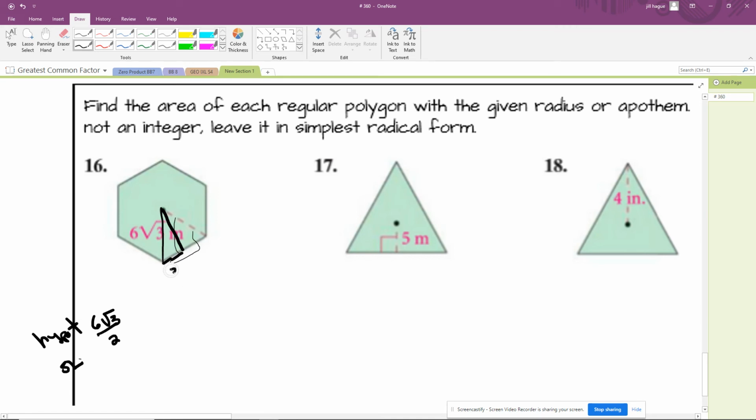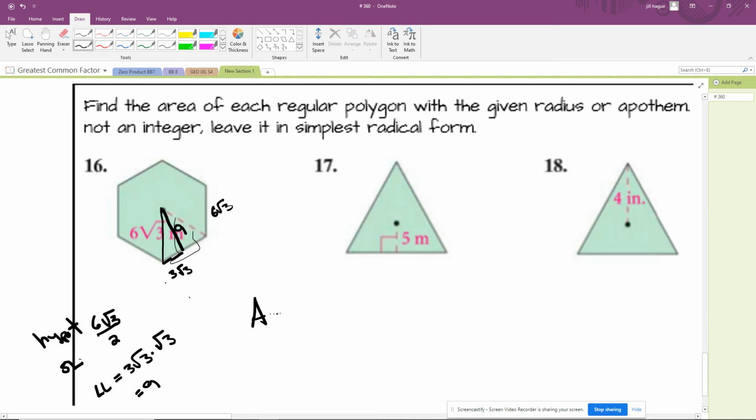So this little piece here is 3 square root of 3, which means the total side length is just 2 times that, so this is going to be 6 square root of 3 for the side. The height here is going to be 3, the short leg times the square root of 3, right? So the long leg is just equal to the short leg times the square root of 3. The square root of 3 times the square root of 3 is 3, times 3 is 9. So I know my height, or my apothem, is 9.